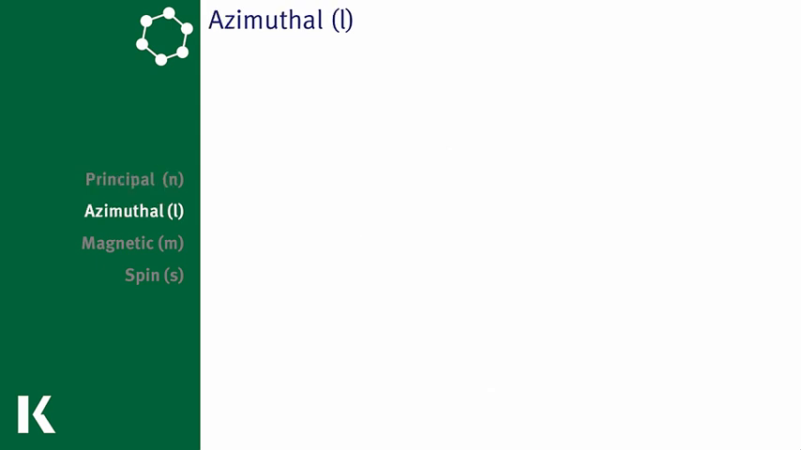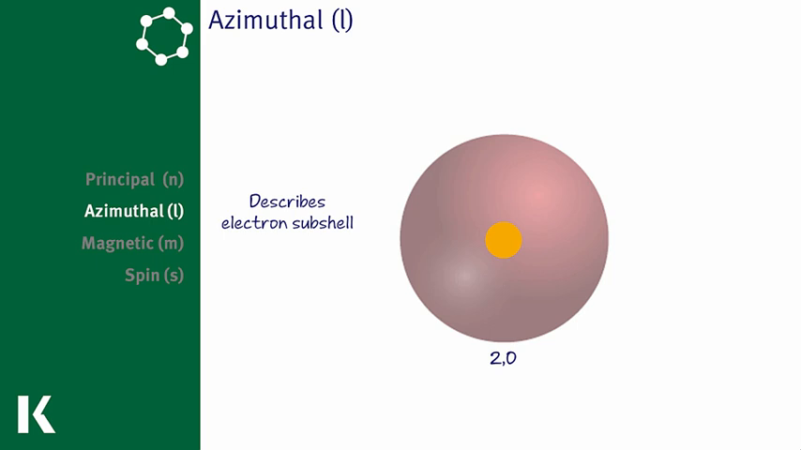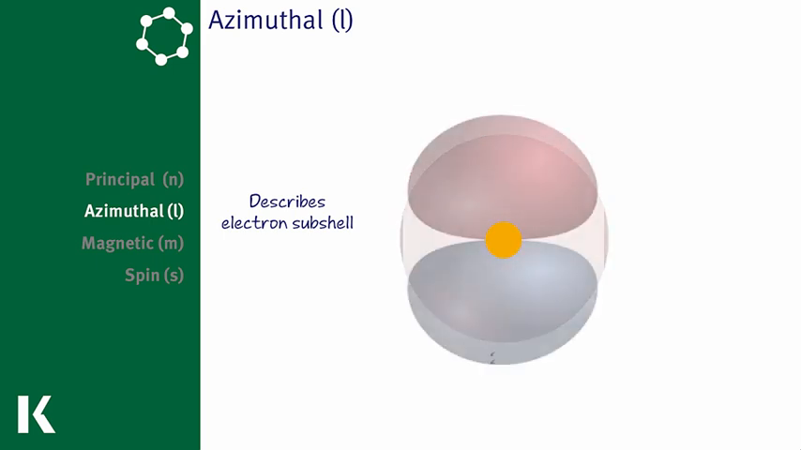Now let's look at l, the second quantum number, also known as the azimuthal quantum number. It's used to describe an electron's subshell. So for instance, this s subshell at the first energy level can be labeled 1, 0. This s orbital at the second energy level can be labeled 2, 0. Whereas this p orbital at the second energy level can be labeled 2, 1. So what you should notice here is that a different azimuthal quantum number corresponds to a different subshell.